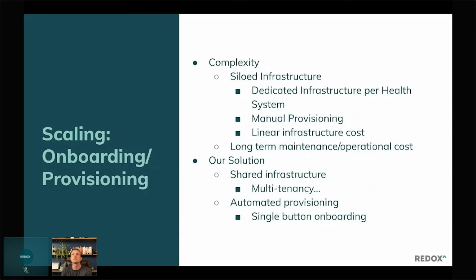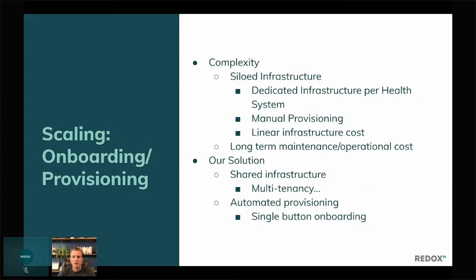So the next complexity that we found was onboarding and provisioning. We had started building data on demand in a very siloed way, where for every health system, we were going to have siloed infrastructure. The reason for that was addressing those things I had mentioned before, which was you don't want the data to leak across health systems. So we decided that the most secure, easiest way to guarantee that is siloed infrastructure: dedicated application containers per health system, dedicated persistent layers for each health system, dedicated endpoints.